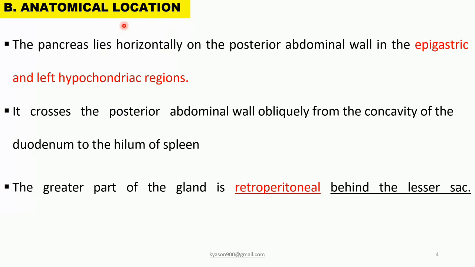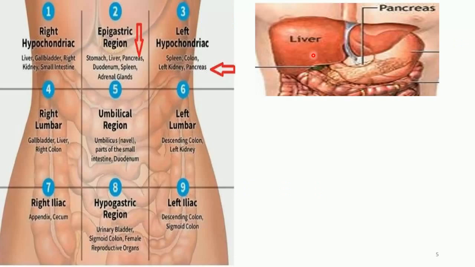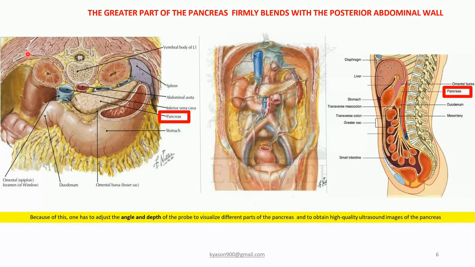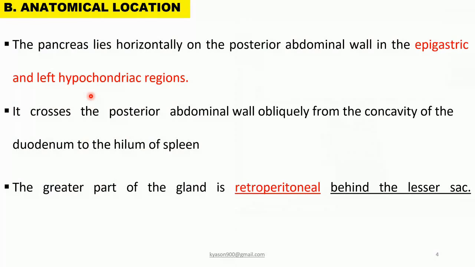By location, of course, the pancreas lies almost horizontally on the posterior abdominal wall. We all know the posterior abdominal wall. This is the posterior abdominal wall. The anterior abdominal wall is here. This is the anterior abdominal wall. This is the posterior abdominal wall. So your pancreas is going to be close to the posterior abdominal wall. That's where it's located.